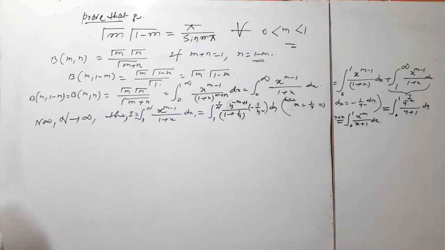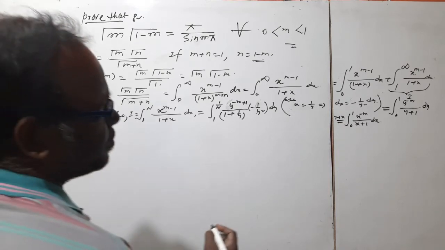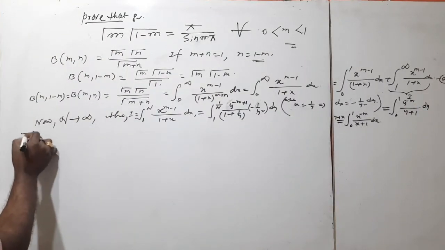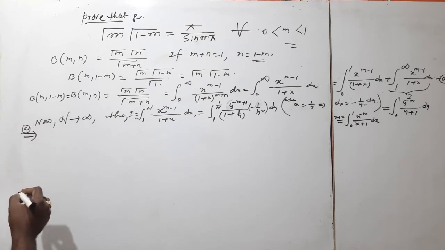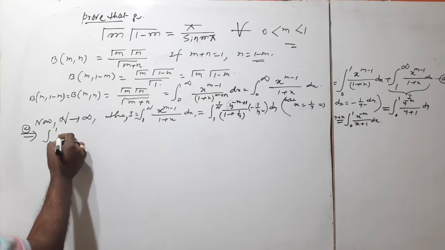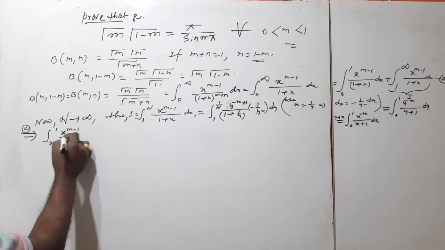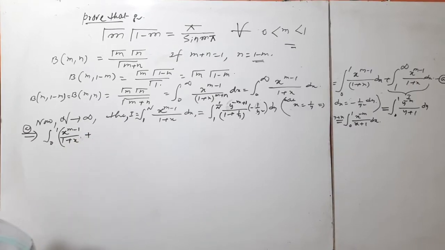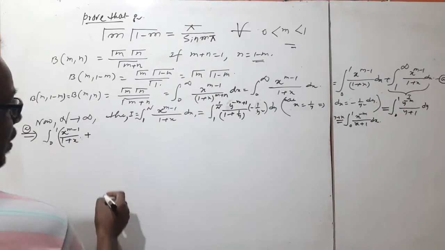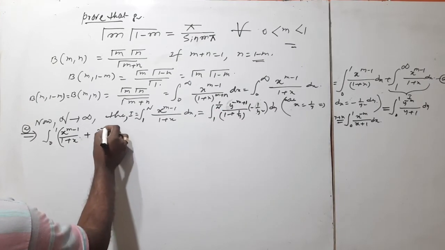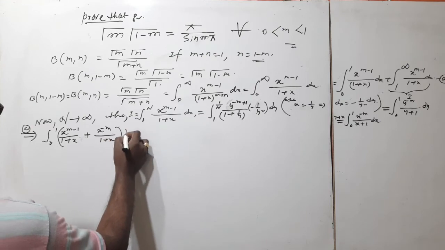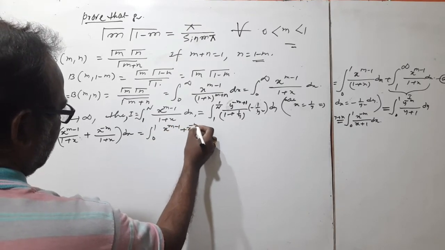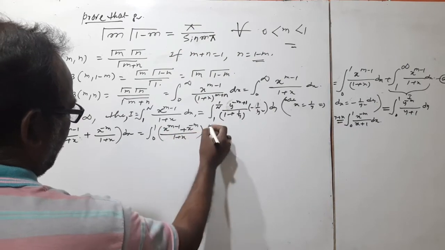So therefore our required integral from 0 to 1 of x to the power m minus 1 over 1 plus x dx. And these two integrals are the same, so this is 0 to 1 of x to the power minus m over 1 plus x dx, this is 0 to 1 of x to the power m minus 1 plus x to the power minus m over 1 plus x dx.